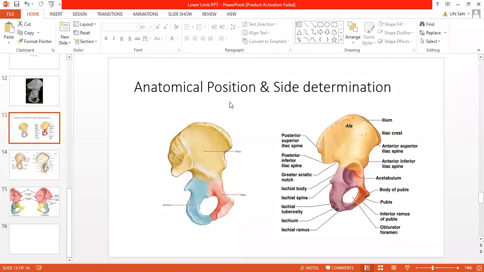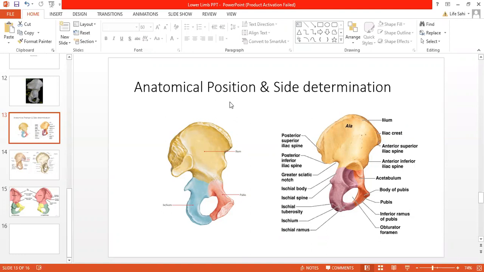As with any other paired bone in the body, most of which we studied in the upper limb, hip bone is also a paired bone. It forms the pelvic girdle on both sides, right and left. So since it's a paired bone, we need to know its anatomical position and side determination.